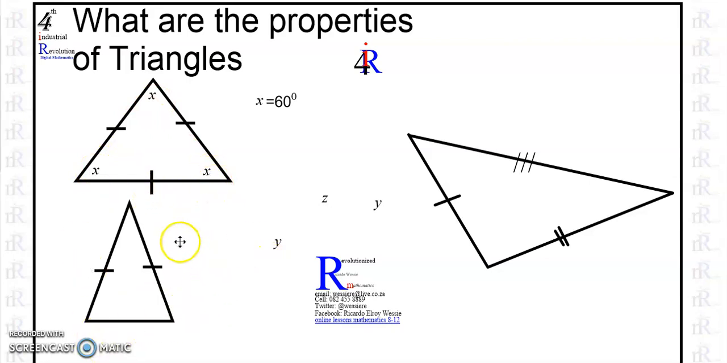Our next triangle is an isosceles triangle. With an isosceles triangle, the angles opposite the equal sides are equal. In an isosceles triangle, two sides are equal, and the angles opposite those sides are also equal. The angles add up to 180 degrees.